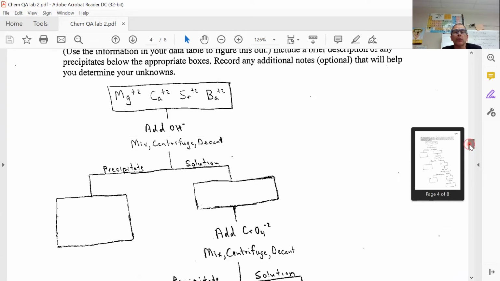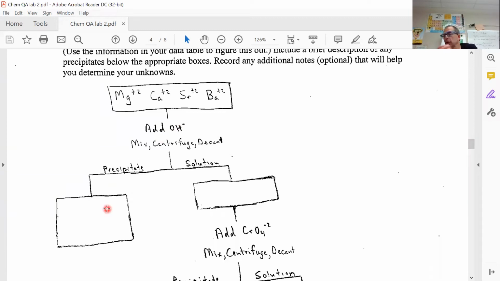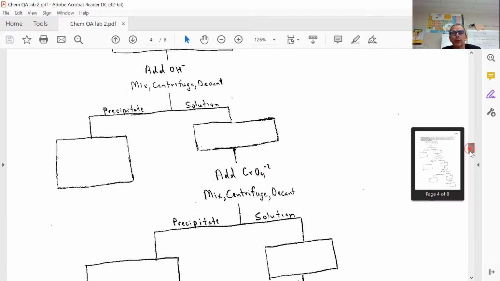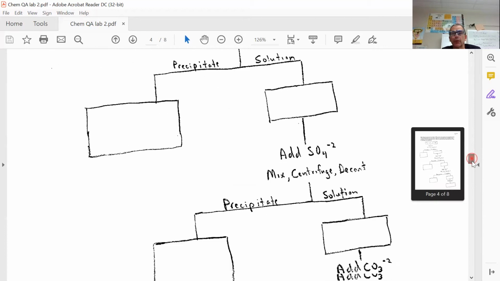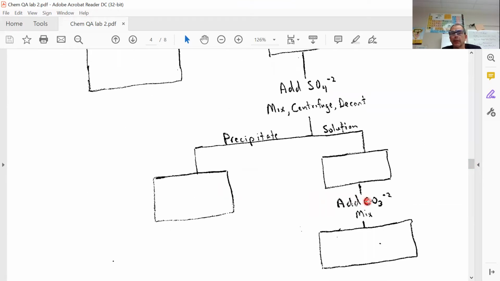We're going to follow this flow chart. We're going to add OH minus first and test for our first precipitate. Then we'll add CrO4 minus 2 to check for our second precipitate, then SO4 minus 2 to check for our third precipitate, and then CO3 minus 2 to check for our fourth precipitate. Then you have a completed flow chart, which you should be following along with to determine what ions are there.